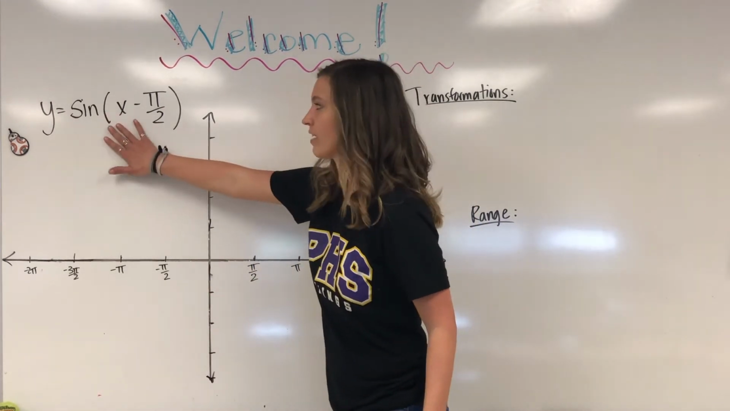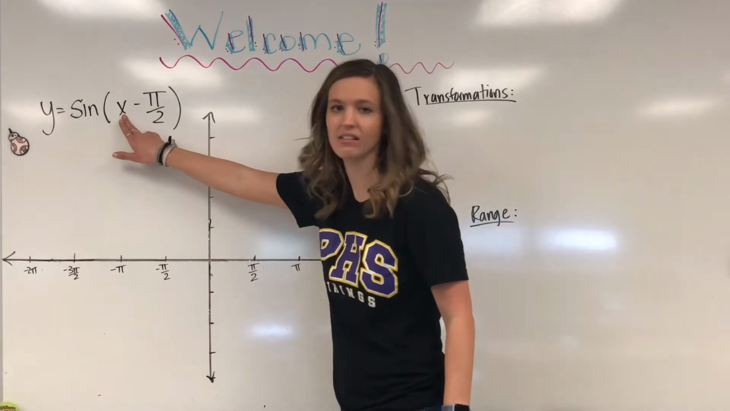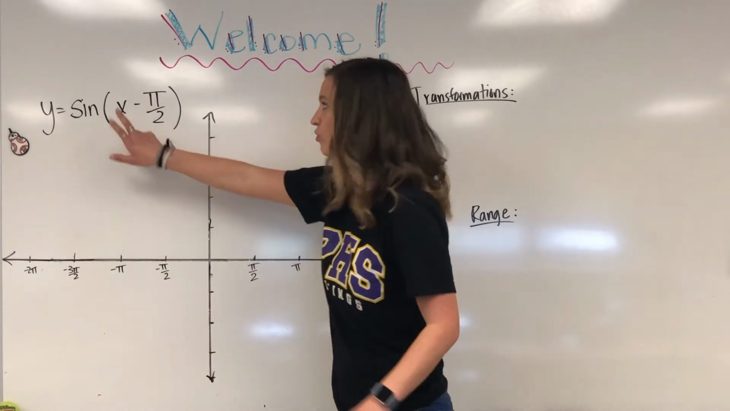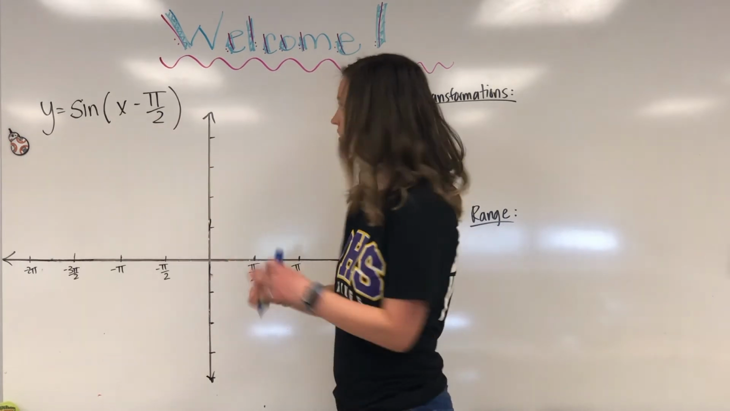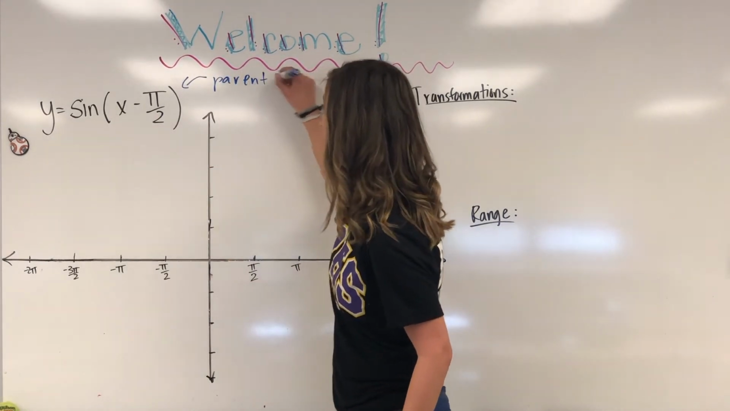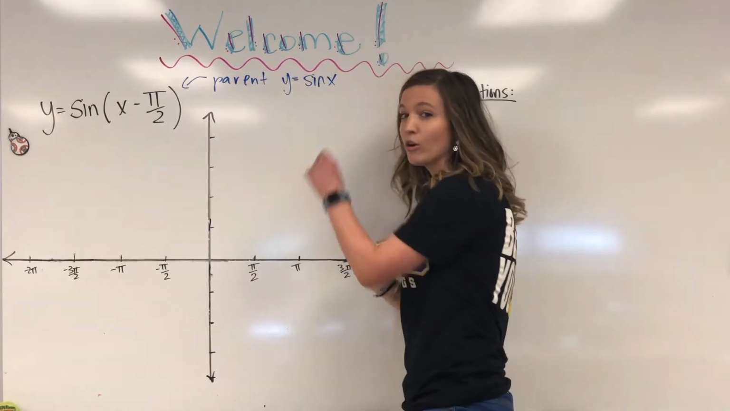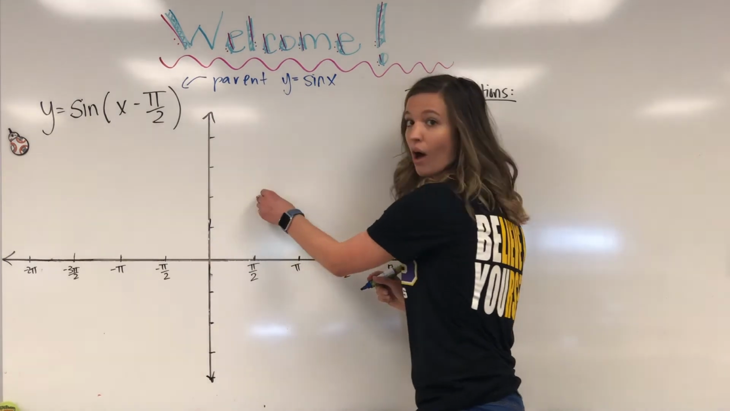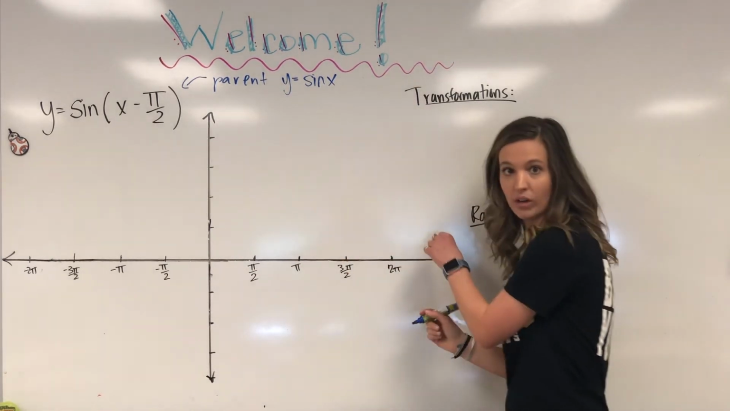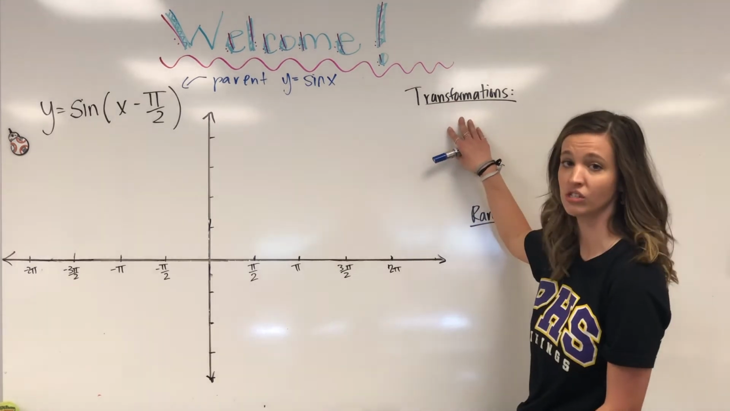So let's start with this guy, y equals sine of x minus pi over 2. Now x and theta, they're interchangeable, so don't stress about this now saying x. So the parent function here would just be sine of x, so y equals sine x. So we know the pattern points for that one. We start 0, we go high, we go back to 0, we go low, we go back to 0. So we could get that on our graph, but let's see if we know our transformations first.